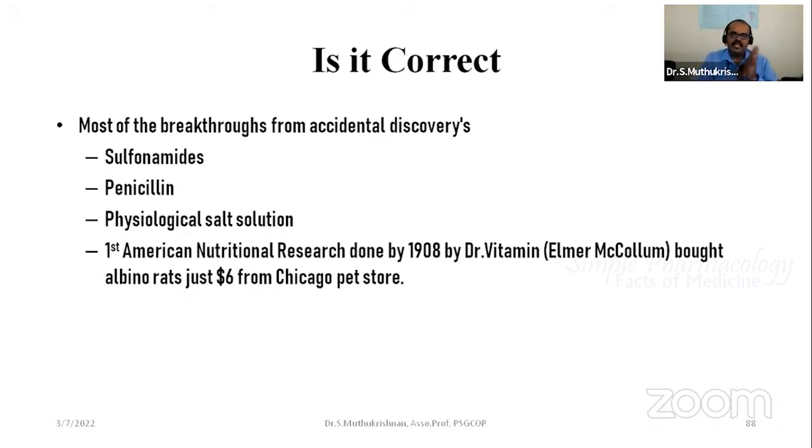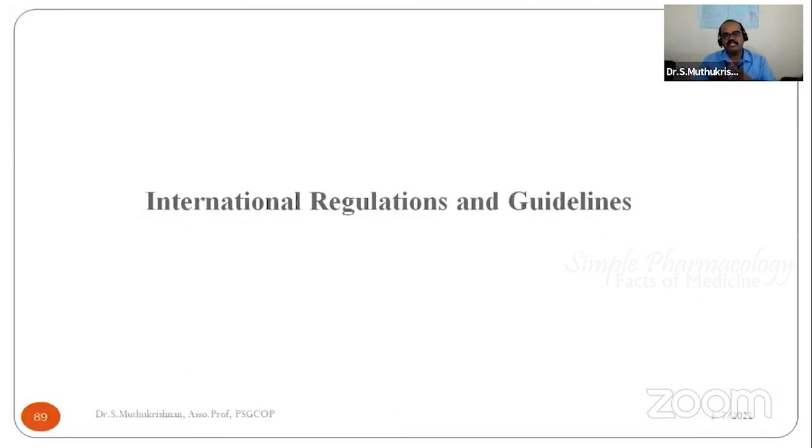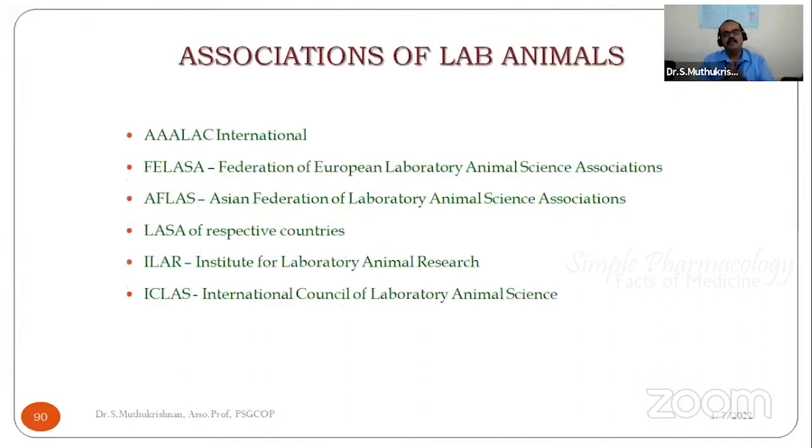That was happening in 1908, when no regulation was there. If we followed the same situation now, each and every person could bring animals from a local store or keep them at home and do something, but we could not publish. For that sake, we have to follow the international regulations and guidelines. We Indian citizens have to follow the CPCSEA guidelines. Based upon that, the entire globe has various regulations and guidelines available.